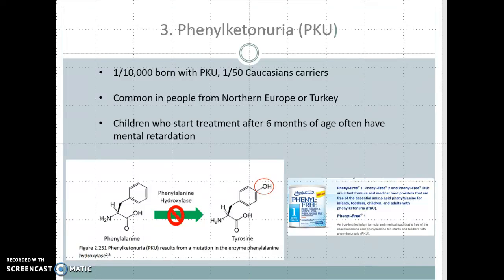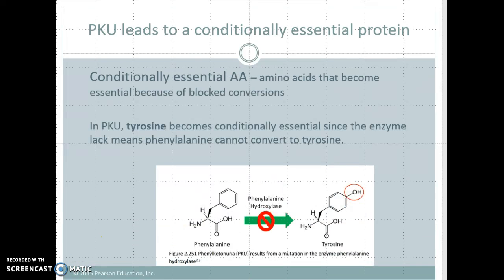Then another important thing here is that PKU can lead to what they call conditionally essential amino acids. Since you can't make tyrosine, now all of a sudden what used to be a very easily made amino acid, you have to get it from something.